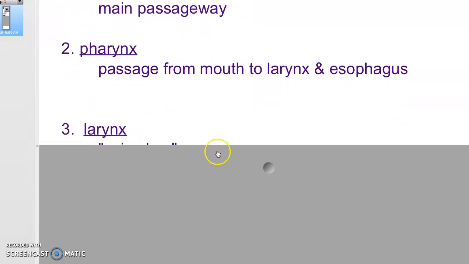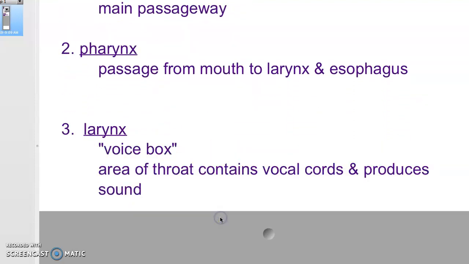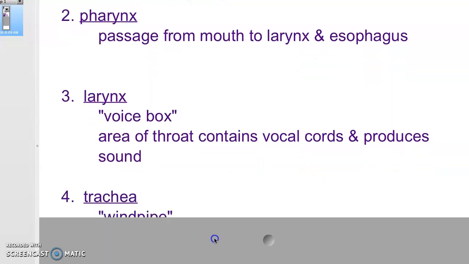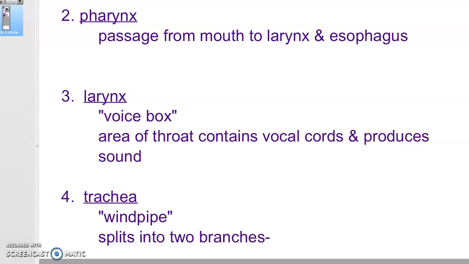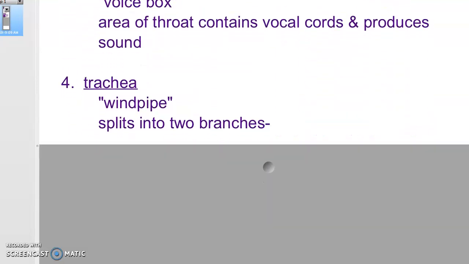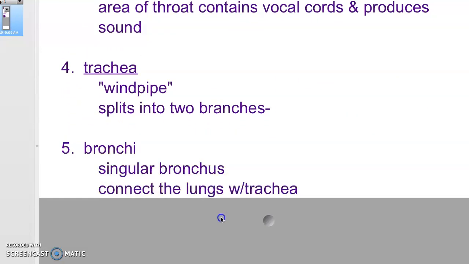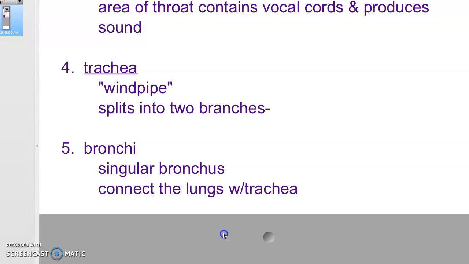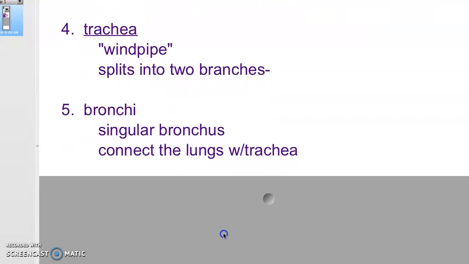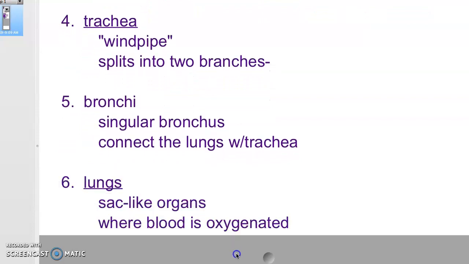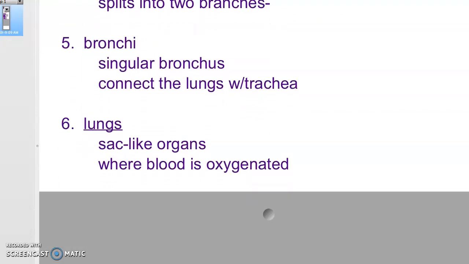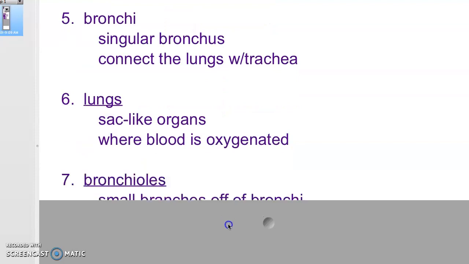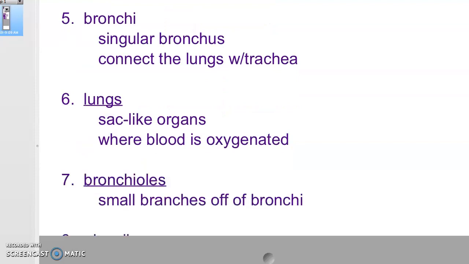And the larynx, or what we call, as I said, the voice box, that's the throat that contains your vocal cords and produces sound. Then we move into the trachea, or the windpipe, that splits into two branches. The bronchi, singular bronchus, right, that connects the lungs with the trachea. So that's like the big branch, right? Then you have the lungs, where the blood gets oxygen, or what we say oxygenated. And then the bronchioles are those small branches.